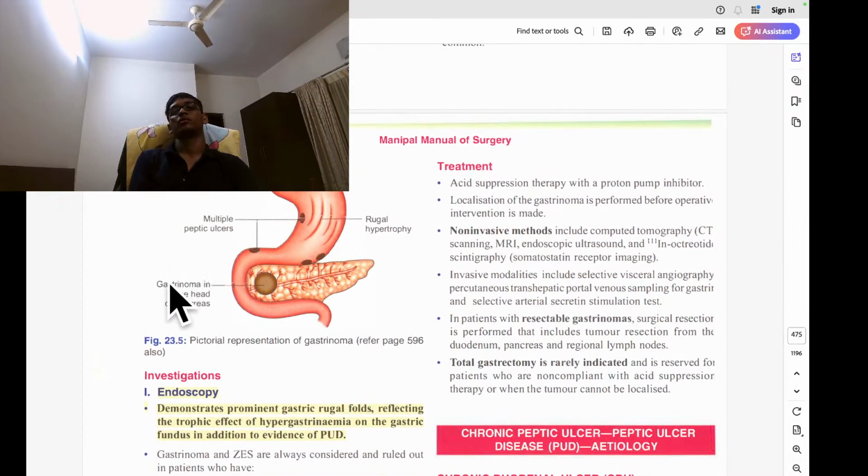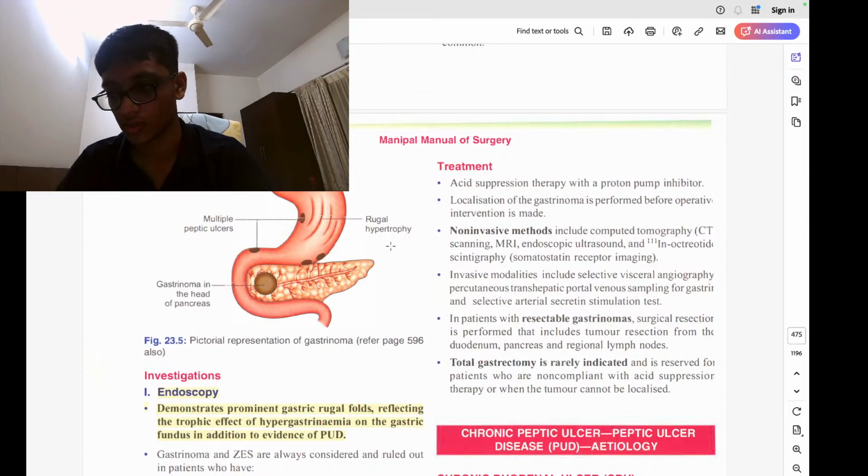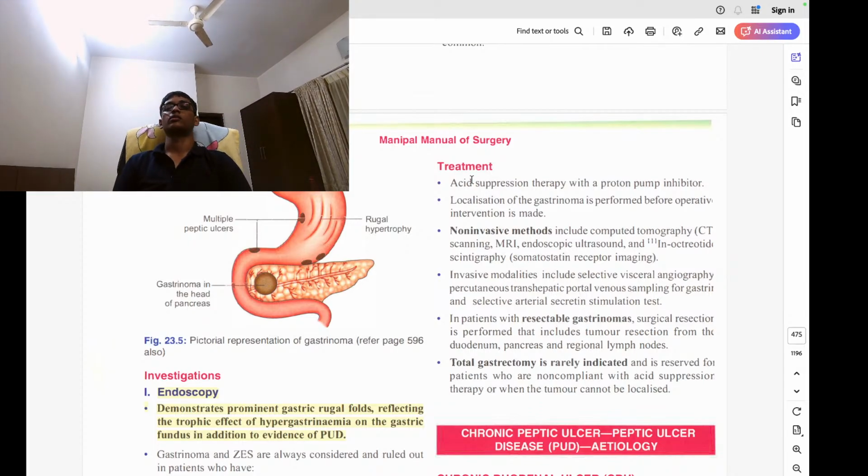Gastrinoma in the head of the pancreas, as I told, and hyperrugal hypertrophy. Rugae will be very, very prominent. Multiple peptic ulcers. This is the ulcerative type of disease. Treatment is acid suppression therapy with a PPI.